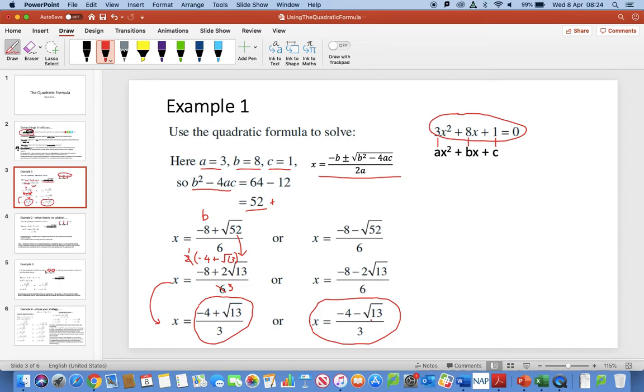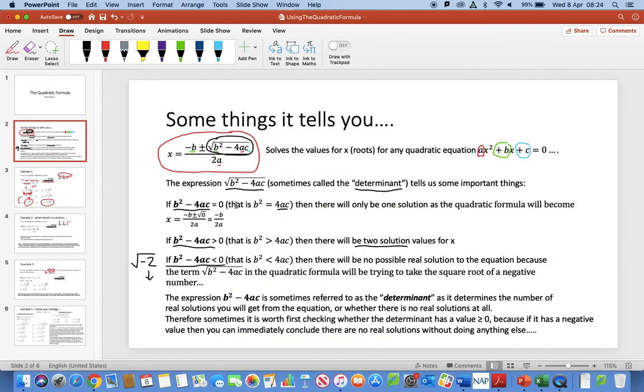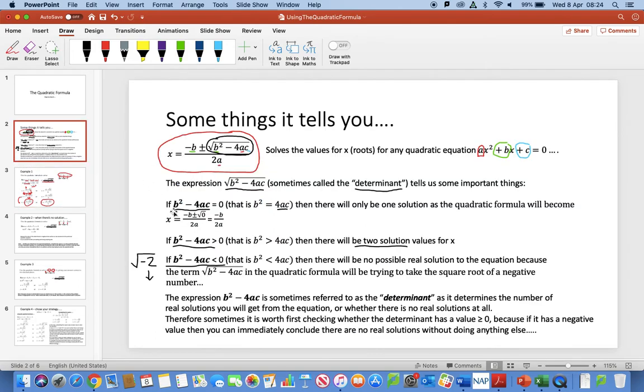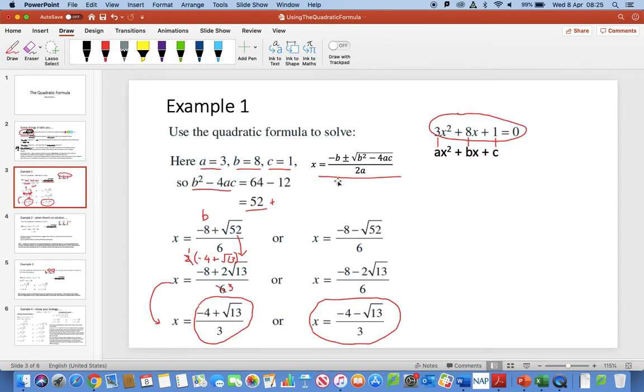Alright, so that goes through how we can use the quadratic formula for one example, and how we're using the determinant just to make sure that it's worth our time and effort to go and solve the equation. As I said, always check the determinant b squared minus 4ac to make sure that it's either equal to or greater than 0. Because if it's negative, why bother proceeding? You can just say that there's no solution.